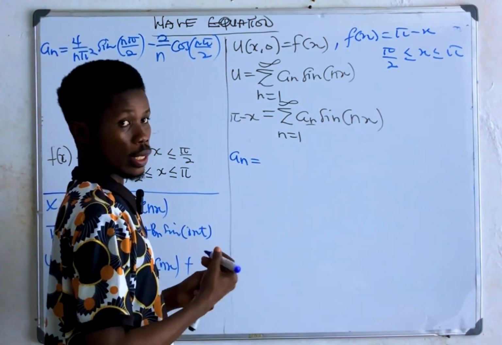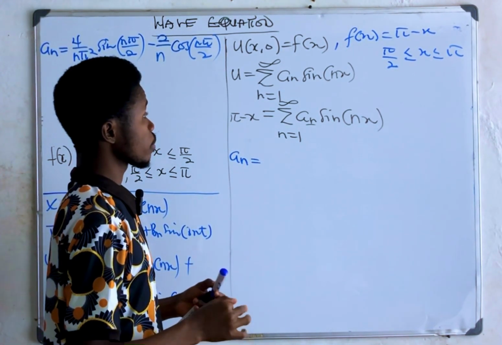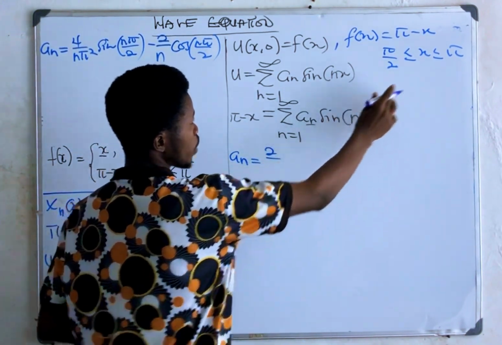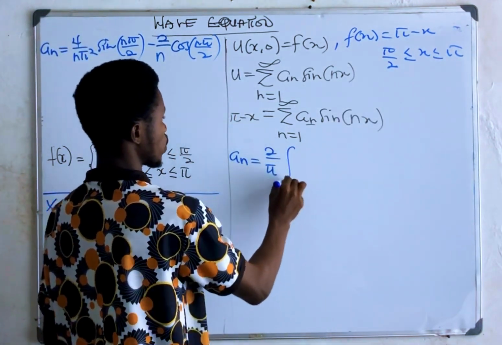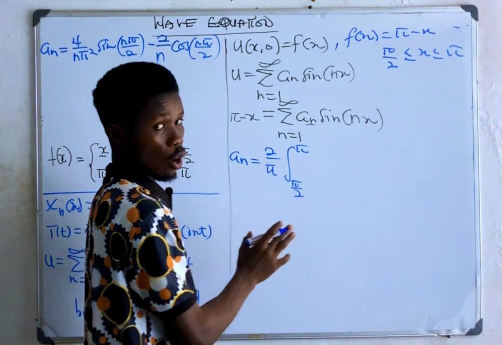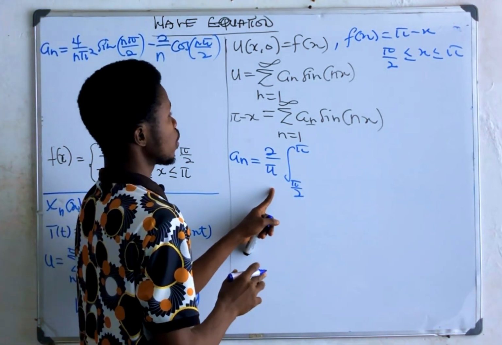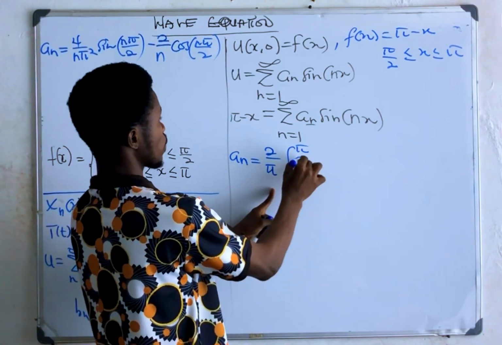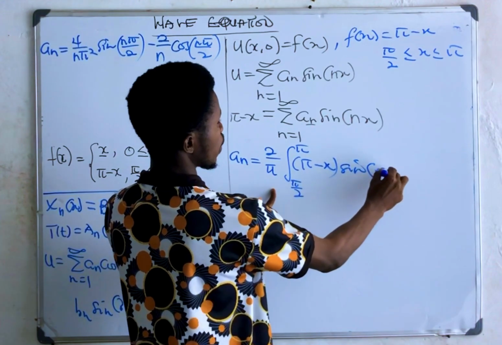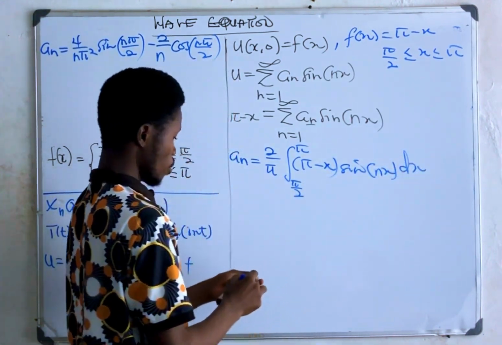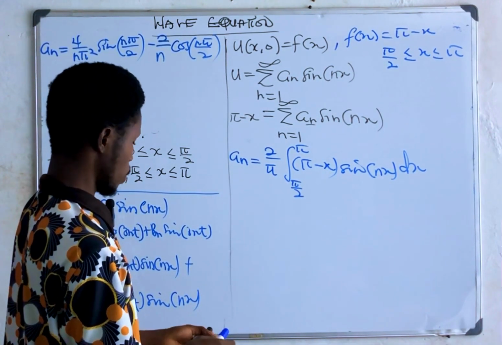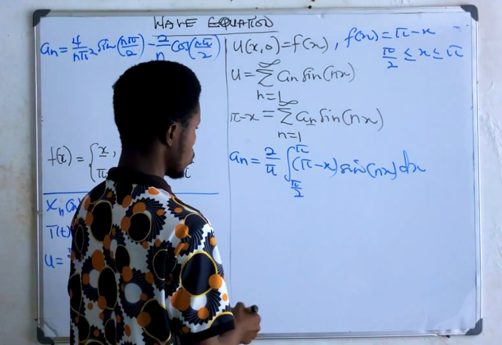So for you to find a_n, this is still a Fourier sine series. So I'm using 2 over L, but here my L will be the upper limit, which is pi, starting from pi over 2 to pi, right? I hope you're okay with this one. f of x, which is pi minus x, multiplied by sine nx dx. So I'm going to integrate this one, and you see how the integration is going to look.